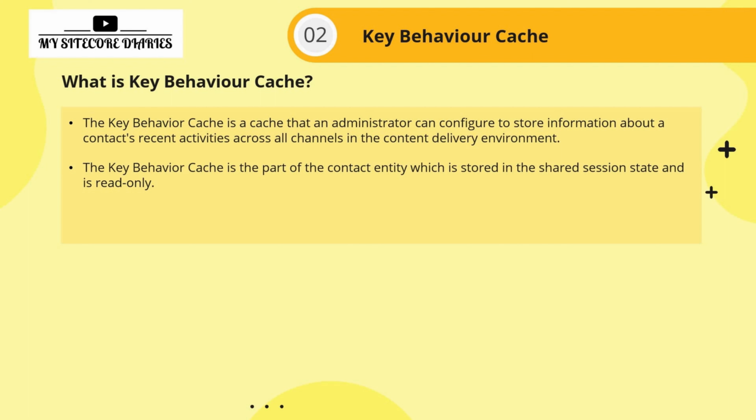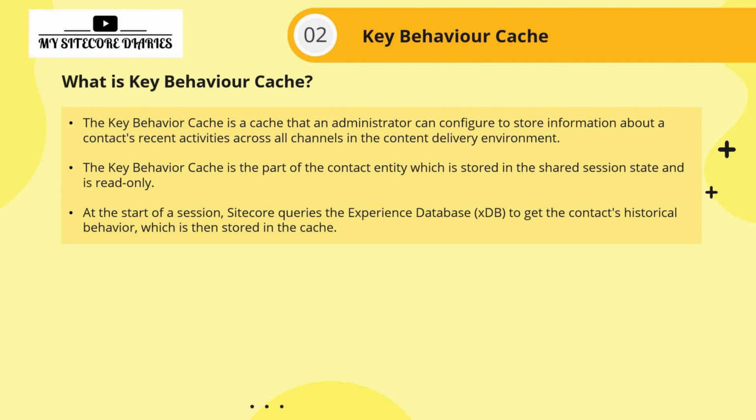Okay, which is the contact entity, which is stored in the shared session state, and it's a read only property. You cannot update the key behavior cache programmatically because it is a read only property. At the start of the session, Sitecore queries the experience database to get a contact's historical behavior, which is then stored in the cache. So when your session starts, Sitecore queries the experience XDB database and gets the contact information, which is stored in the key behavior cache, which you can use for applying the personalization rules.